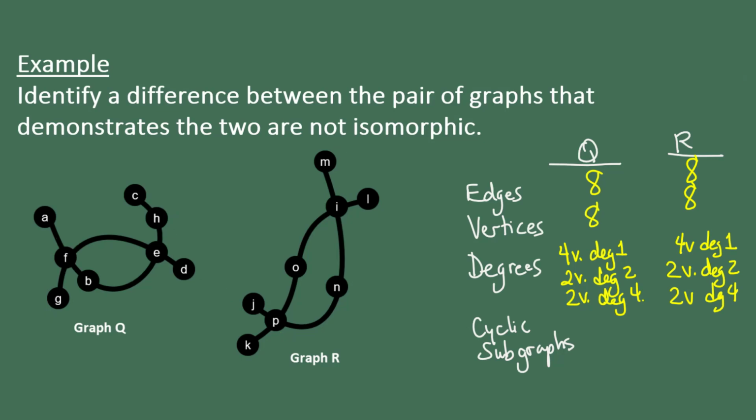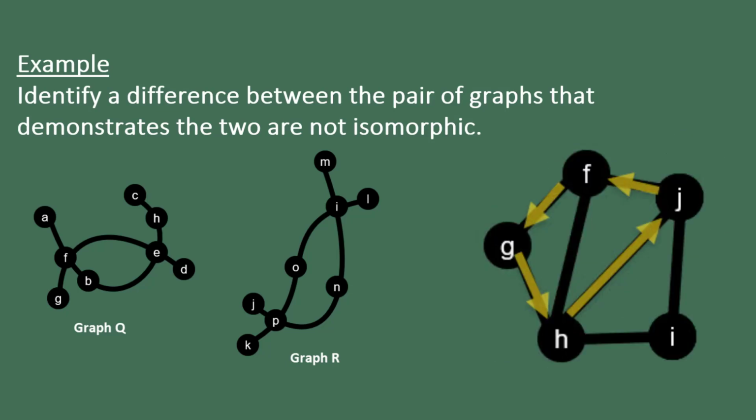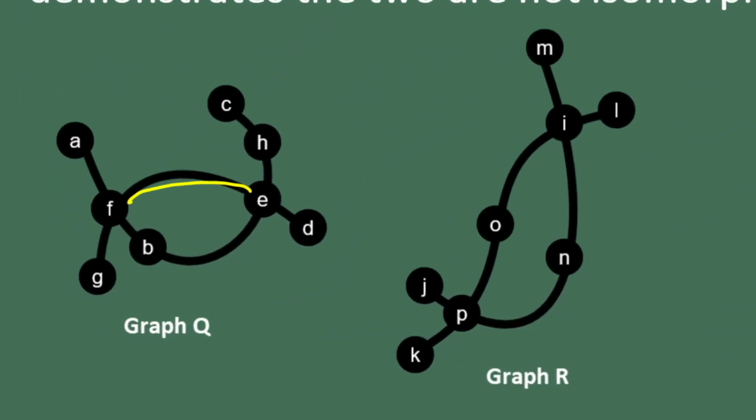Now let's consider the types of cyclic subgraphs. So in graph Q, there's really only one structure that loops back around. Remember, a cycle loops back around. So I'm going to highlight it here. So here we see B to E to F and back to B is a cyclic subgraph, and it has 3 vertices. So it's called a three-gon, or you can call it a triangle.